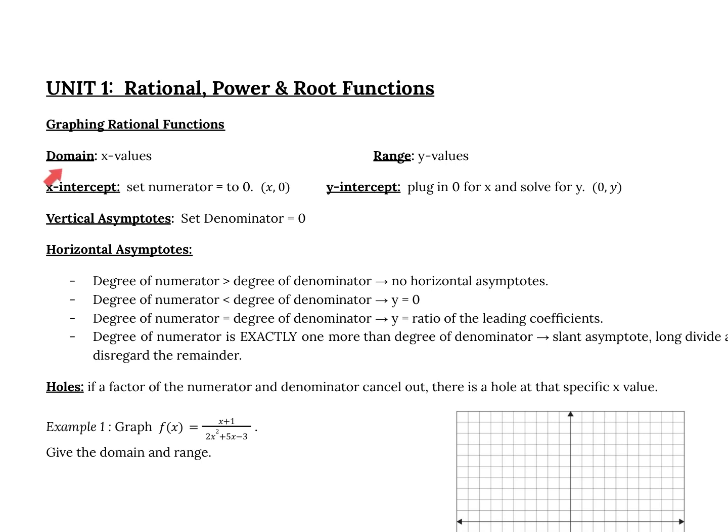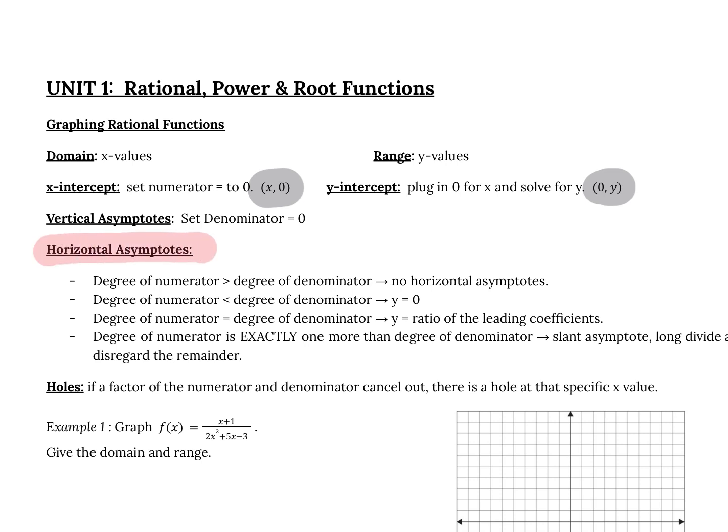If you are asked to find your domain, that is all of your x values, and your range is all of your y values. If you are finding x-intercepts or y-intercepts, you set the numerator equal to 0 for x-intercepts, or for y-intercepts, you plug in 0 and solve for y, and make sure you write them as a coordinate, okay, for x-intercepts and y-intercepts. Your vertical asymptote is just found by setting your denominator equal to 0. And then here's where all these rules come into play.